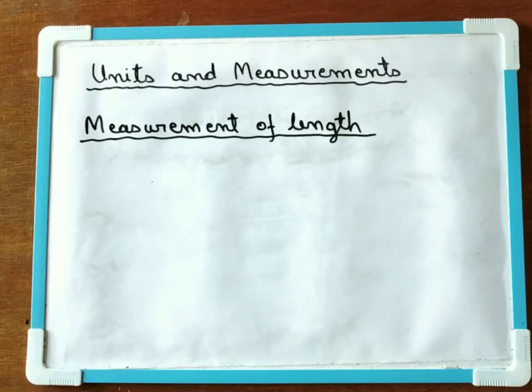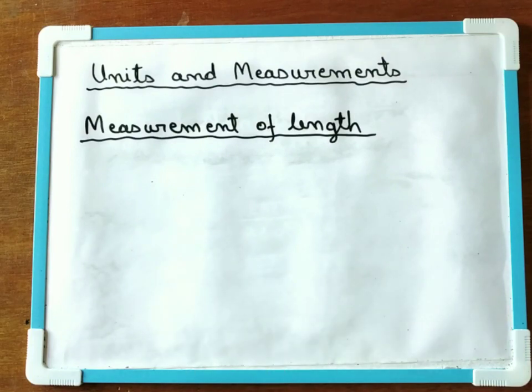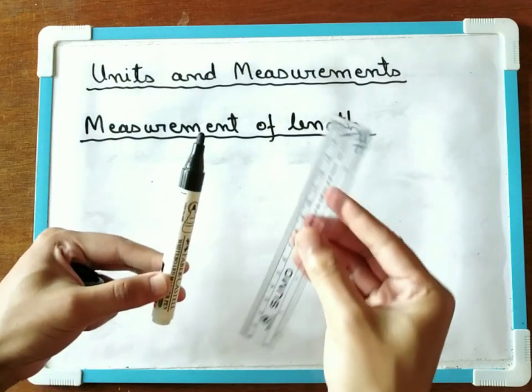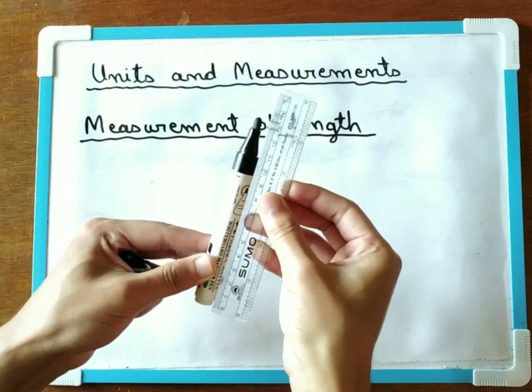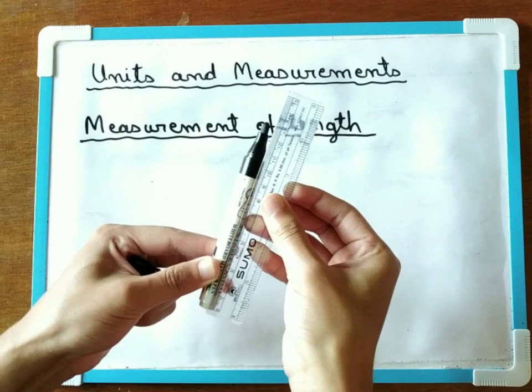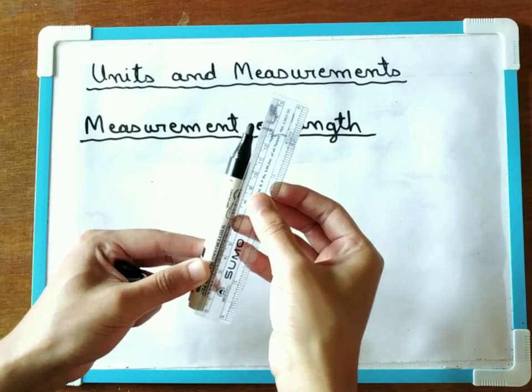Measurement of length. Now what is the SI unit of length? The SI unit of length is the meter, and there are various ways in which you can measure the length of any object. One way is known as the direct method, that is you take any scale, for example the centimeter. If you want to measure the length of the marker, then you just compare it with the scale, which comes out to be around 13 centimeter.